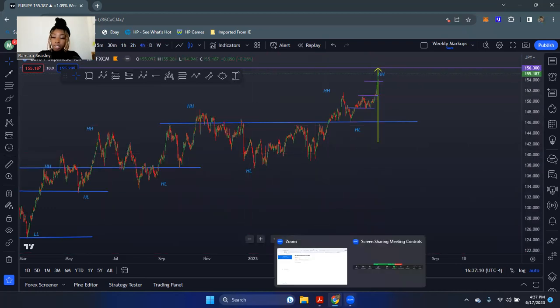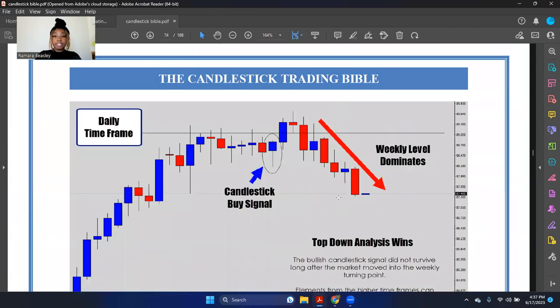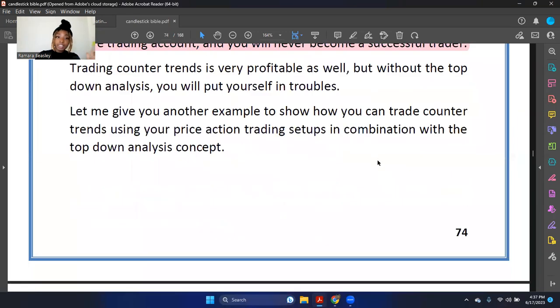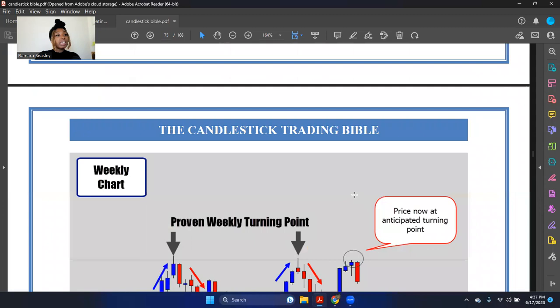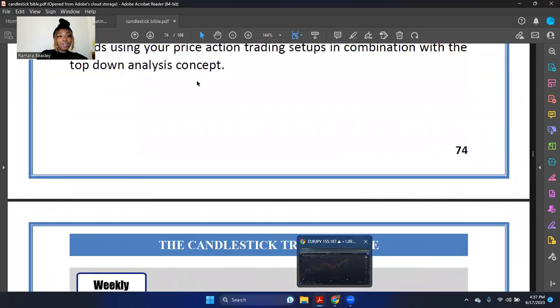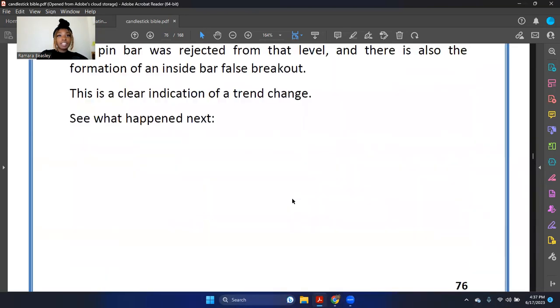All right. So look what happened next. Boom. Candlestick. It did buy for one more day. But what happened? She sold. The weekly level dominates. Top-down analysis. That's why we need it. So what we're looking for in this case, we need some type of indication. If we're going to go down to the 1 hour time frame, let's go back to our page 78.